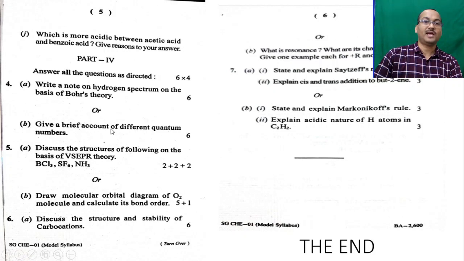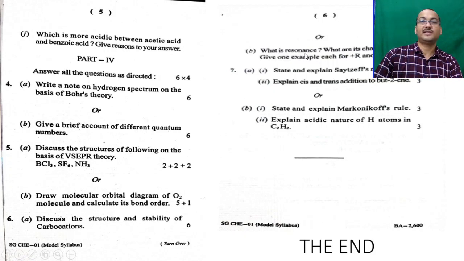Give a brief account of different types of quantum numbers. Discuss the structures of the following on the basis of VSEPR theory: BCl3, SF6 and ammonia. Draw the molecular orbital diagram of oxygen molecule and calculate its bond order. Discuss the structure and stability of carbocations. So you need to write the structure and stability of carbocations.